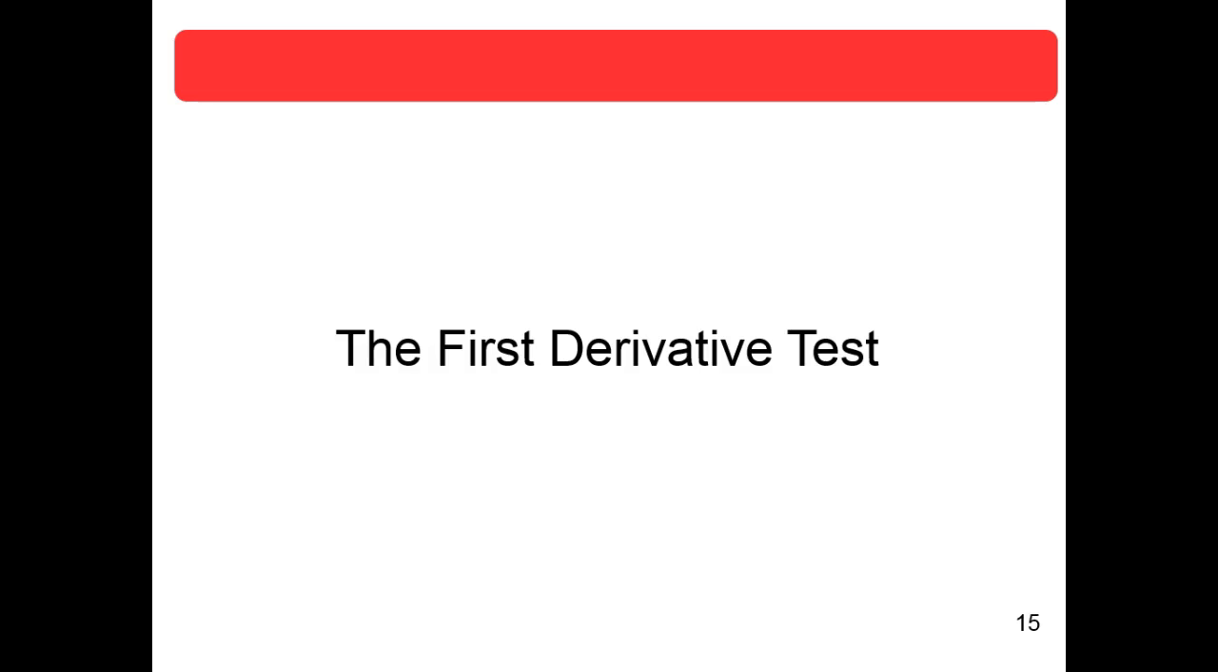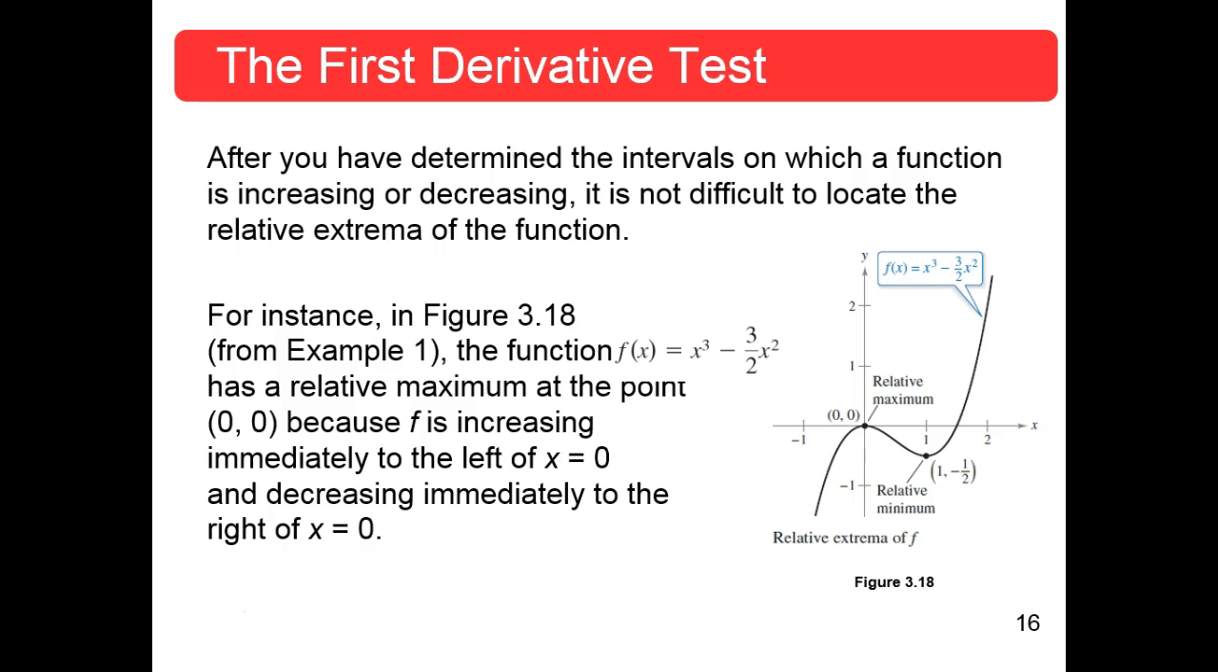All right, so we've already had our first derivative test, haven't we? No, this is something else. After you have determined the intervals on which a function is increasing or decreasing, it's not difficult to locate the relative extreme of the function, is it? Because we've already done that. That's where the first derivative is either 0 or not defined. Okay? That gives a hint. It doesn't tell us for sure, but it gives us the first step.